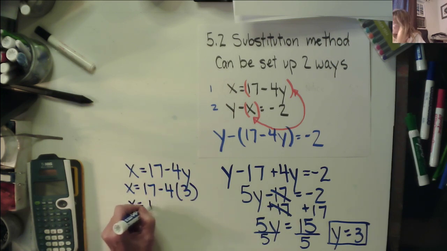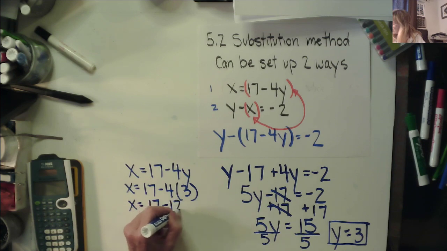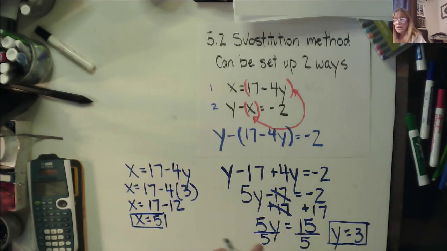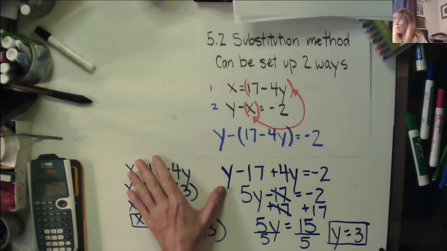X equals 17 minus 12. X equals 5. So where these two original lines cross, they cross at the ordered pair (5, 3). Now, can we prove that this is correct? Yes, but I'm not going to do it here.